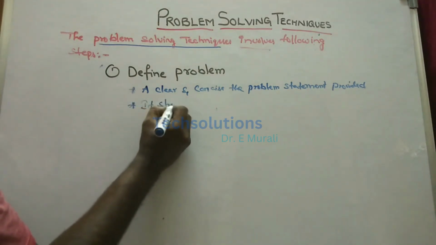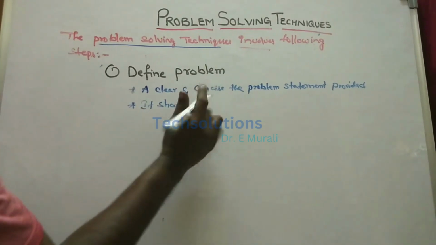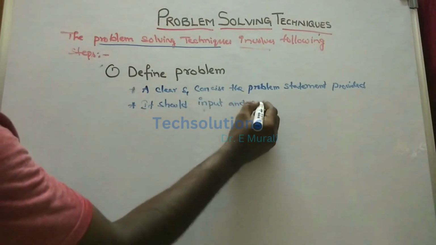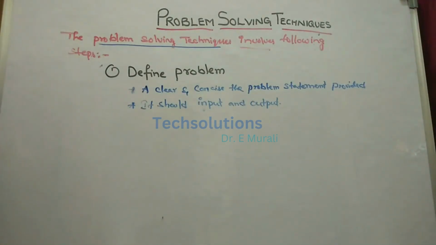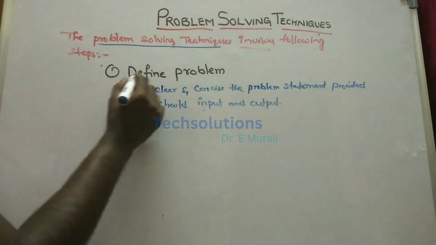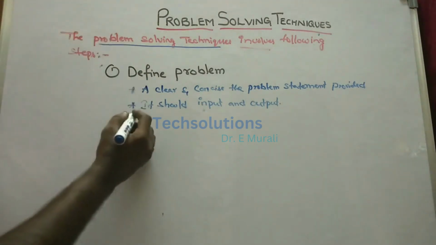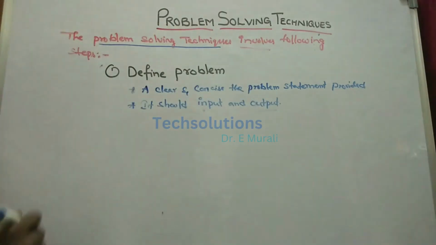It should specify the input and output. We have to specify the number of inputs required and how many outputs will be generated. Then it is the main two. In defining the problem, or problem definition, you must be clear about the problem statement, as well as analyze how many inputs are required and how many outputs it will generate.